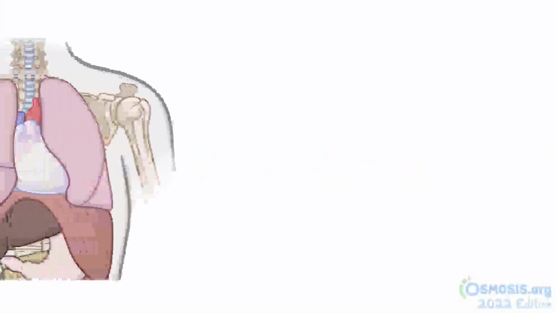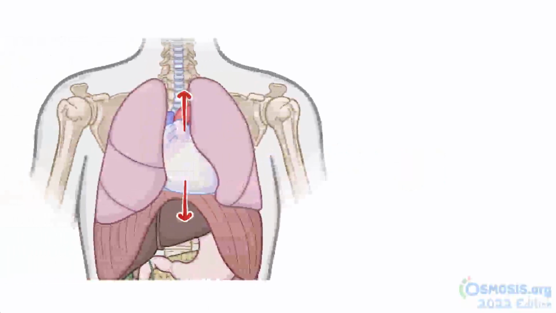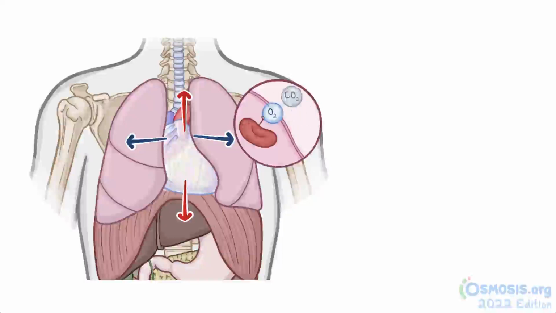Our hearts are responsible for sending blood throughout our body and bringing it back to our lungs in a constant exchange of oxygenated and deoxygenated blood.